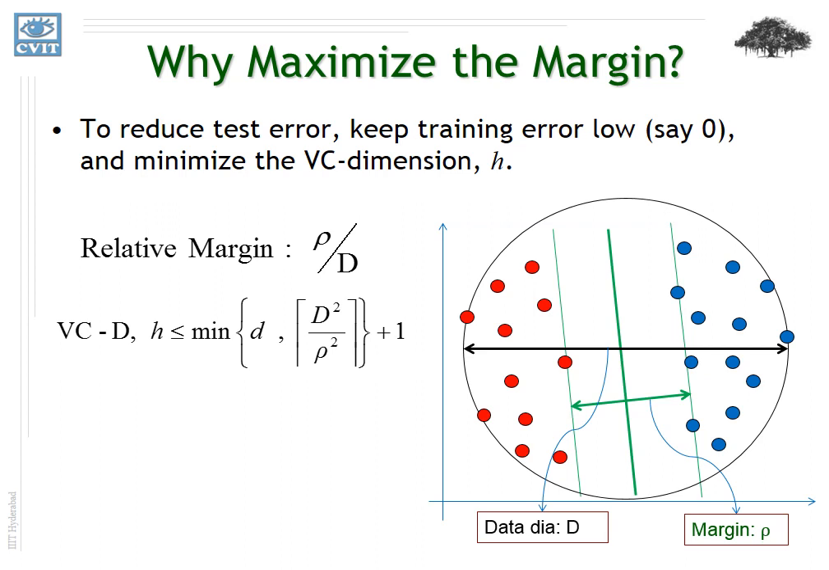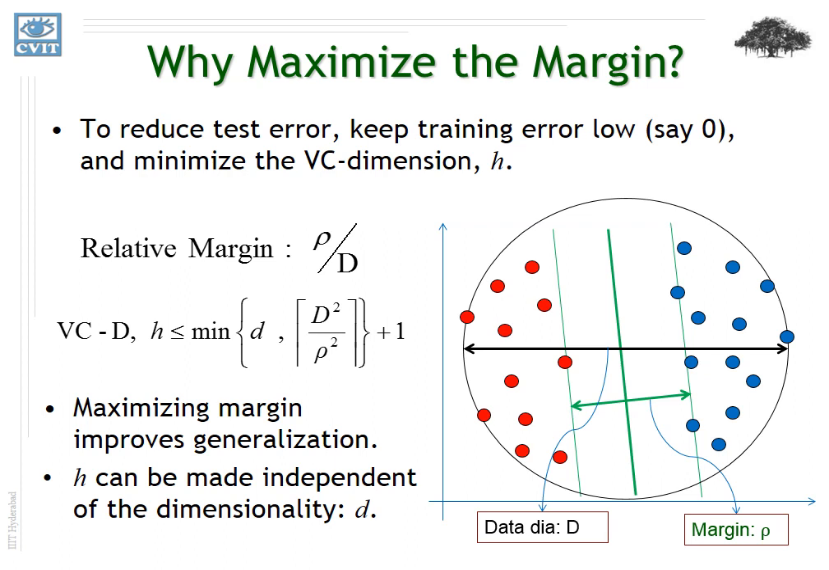If this is the case, then from the previous equations we notice that the function dependent on the VC dimension will become low, and the test error would hence be bounded by this function of VC dimension, and that would now be independent of d. And this, as I mentioned, allows us to break the curse of dimensionality, and this forms one of the most fundamental principles of maximum margin classification. So once again, to reiterate, maximizing the margin improves generalization, and h can be made independent of the dimensionality d by reducing the quantity d square by rho square, or maximizing the relative margin.